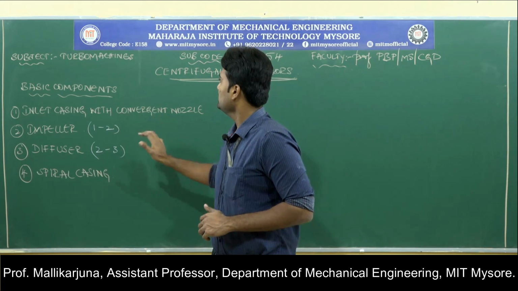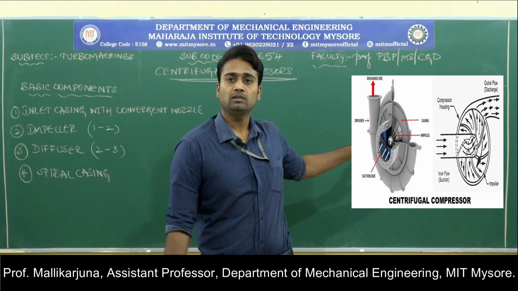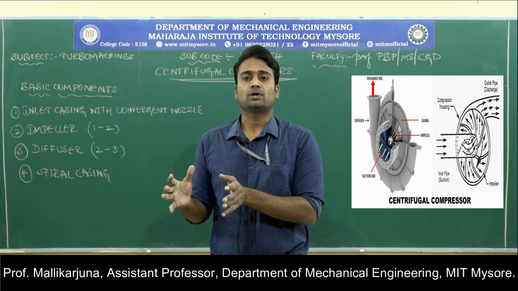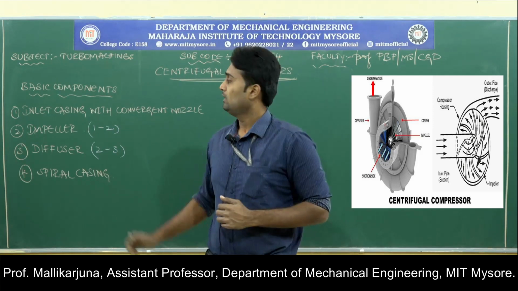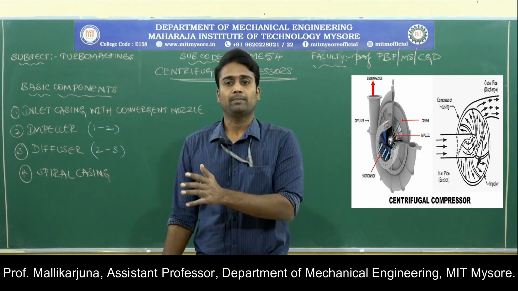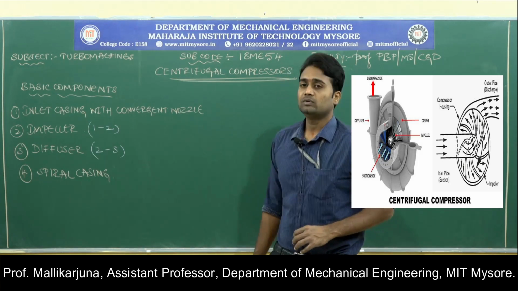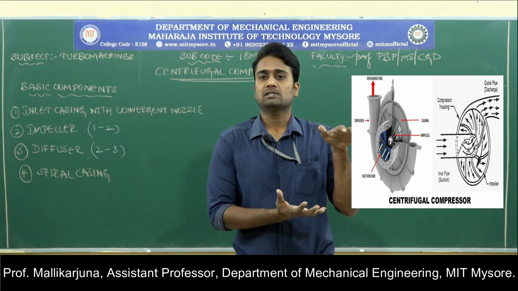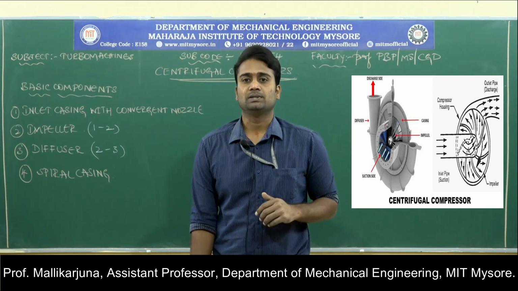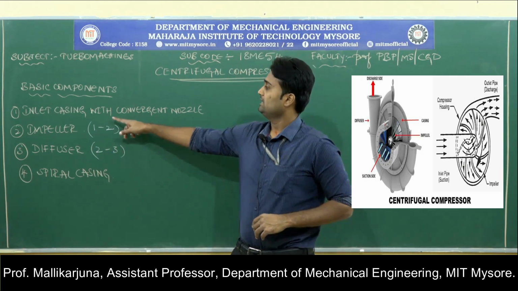The sketch of the centrifugal compressor is shown in this figure. We need to observe all these four components in the figure, and understand how these components work, and what role is played by each of them in running the centrifugal compressor. So now the first thing is the inlet casing with convergent nozzle. Inlet casing means the enclosed area through which the fluid enters and passes towards the machine. That is what the inlet casing is.